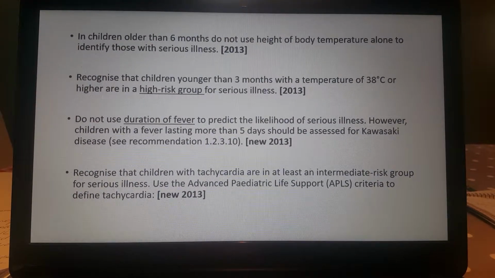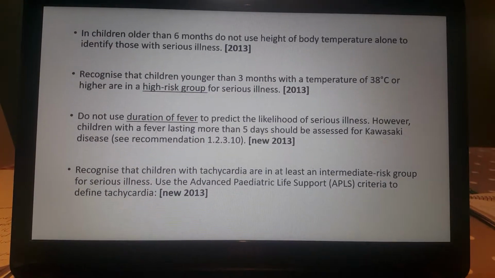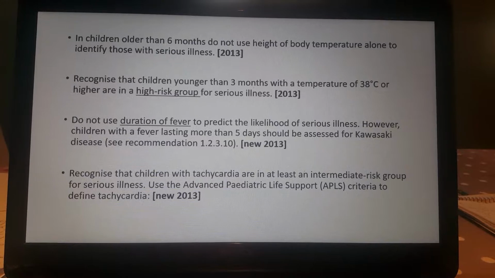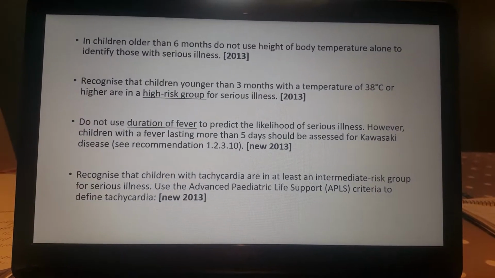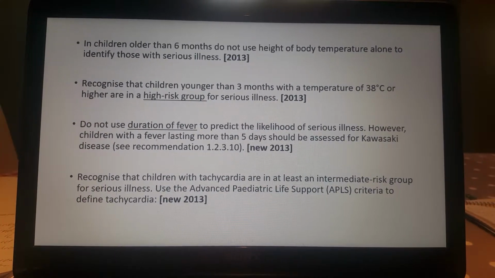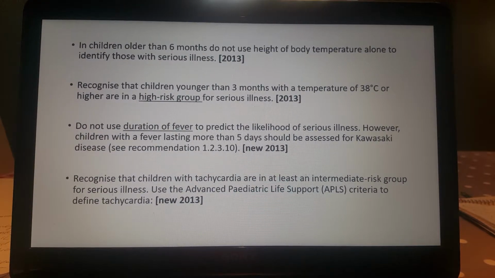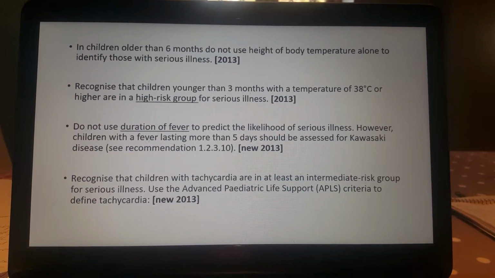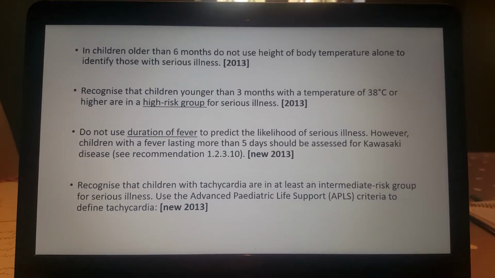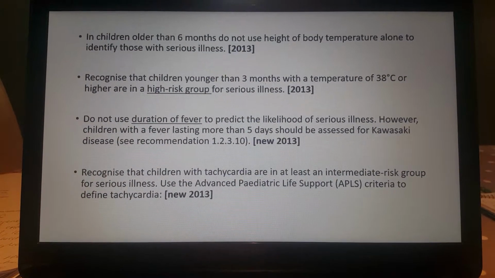A couple of other points were that they recommended that in children older than 6 months, we shouldn't use the height of body temperature alone to identify those with serious illness. We should recognise that children younger than 3 months with a temperature of 38 or more are in a high risk group for serious illness. We shouldn't use duration of fever to predict the likelihood of serious illness. However, a child with a fever more than 5 days should be investigated and assessed for possible Kawasaki's disease. This was a new guideline, a new addition in 2013. And also we should recognise that children with tachycardia are in at least an intermediate risk group for serious illness, using the APLS criteria for defining tachycardia.